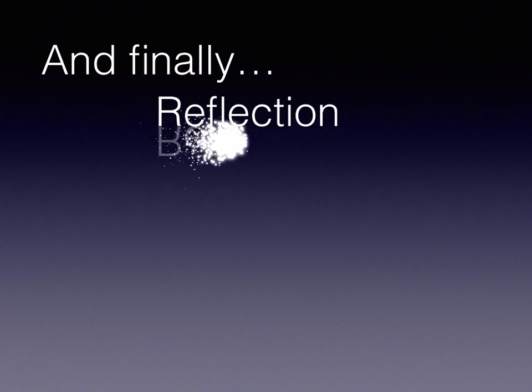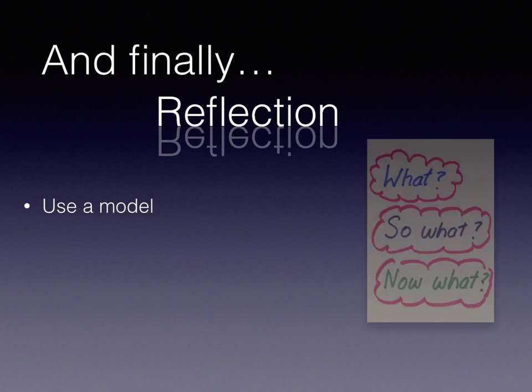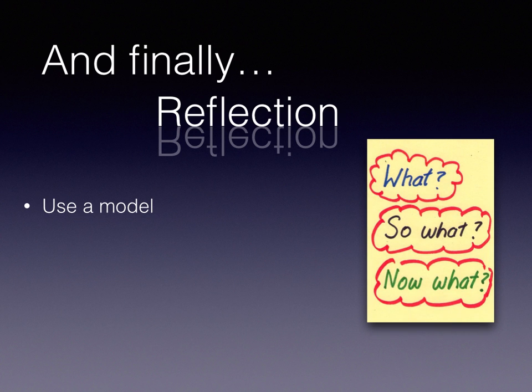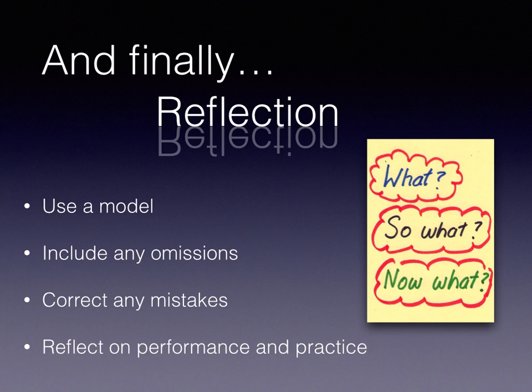And finally, there'll be some time at the end of the OSCE for reflection. For this part, you should use a reflective model such as Gibbs or Rolfe's. This will help you avoid just recycling what you've just said so far and show an analysis of your performance. You can use this time to include anything you've forgotten or correct any mistakes. But remember, the examiner will be marking you on how you reflect on your performance and practice.